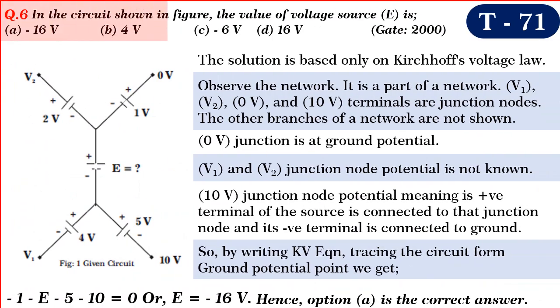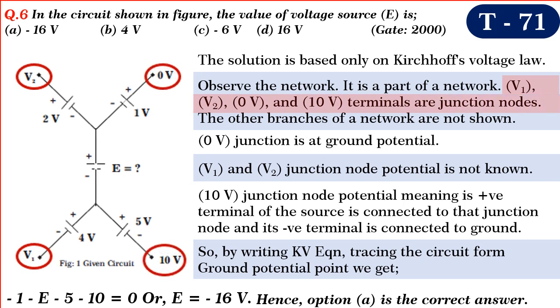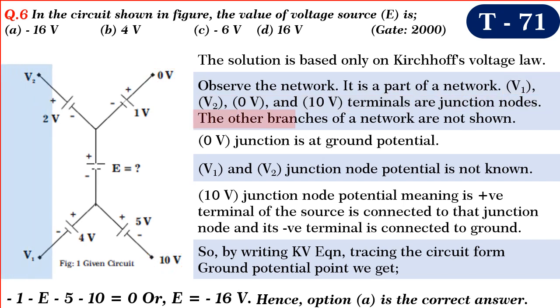Friends, next we shall solve GATE question of 2000. In this question, we are required to find the value of voltage E. The solution is based on Kirchhoff's voltage equation. Observe the network. Understand that it is a part of the network. V1, V2, 0 volts and 10 volt terminals are junction nodes. Other branches of this network are not shown here.